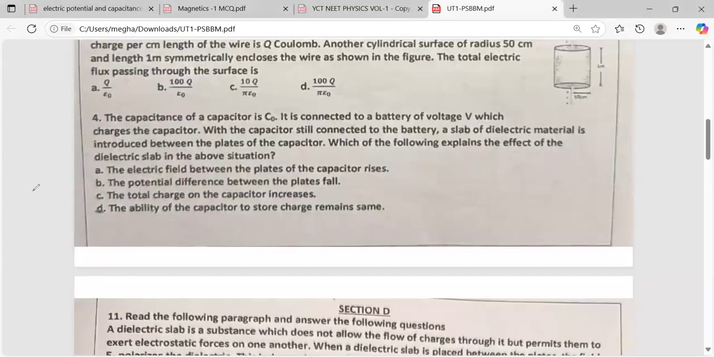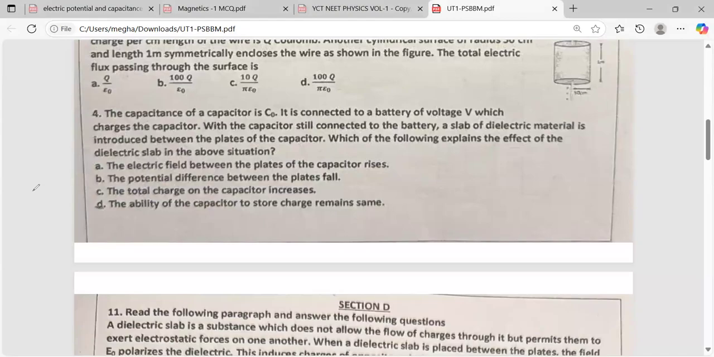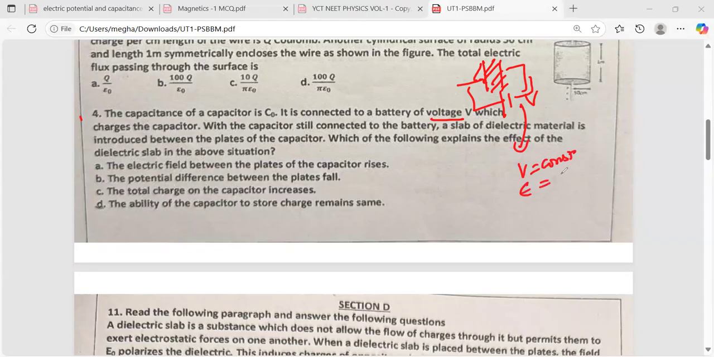Next, the fourth one. The capacitor of capacitance C naught is connected to a battery of V voltage, which charges the capacitor, and the capacitor is still connected to the battery without removing the battery. A dielectric slab is placed, which we have already discussed. So here voltage is constant. V is equal to constant. Therefore, E doesn't change. E is the same. When V is constant, C increases. Q is equal to CV over here. When C increases, Q also increases.